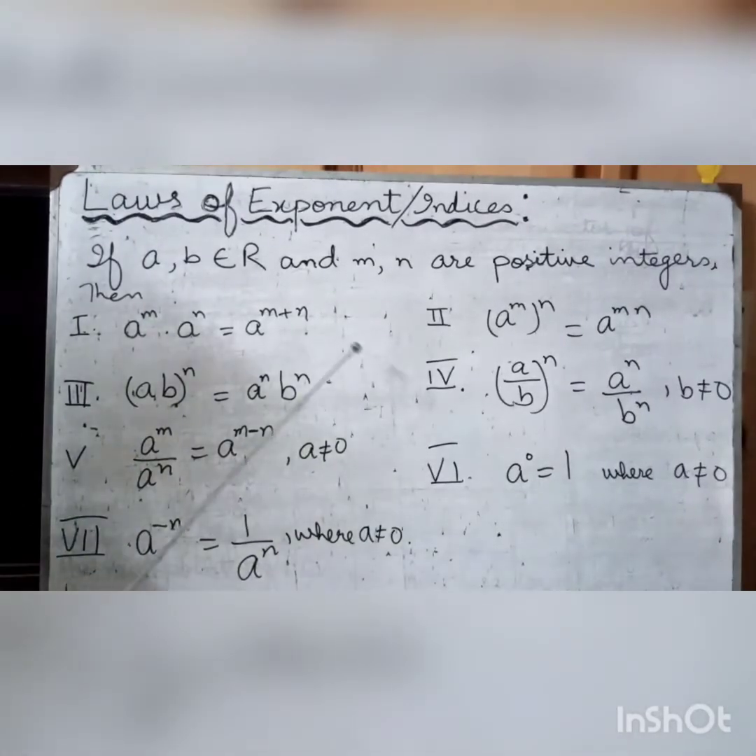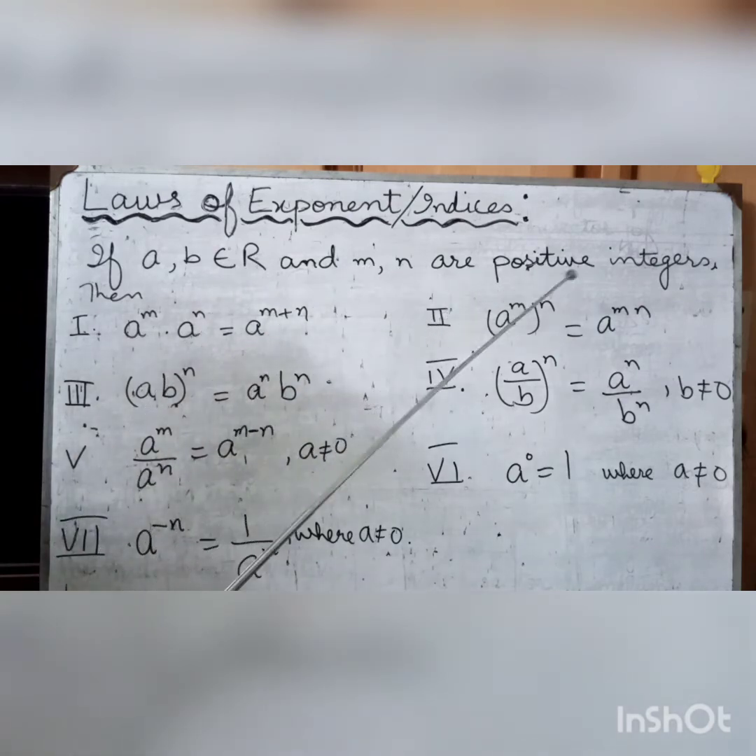There are 7 laws of exponents such that if a, b belong to R and m and n are positive integers, then first, a raised to power m multiplied by a raised to power n: bases are same, then their exponents are to be added in multiplication. Second, (a^m) raised to power n is a^(mn). Third, (ab) raised to power n is a^n b^n. Fourth, (a over b) whole raised to power n is a^n over b^n, where b is not equal to 0.